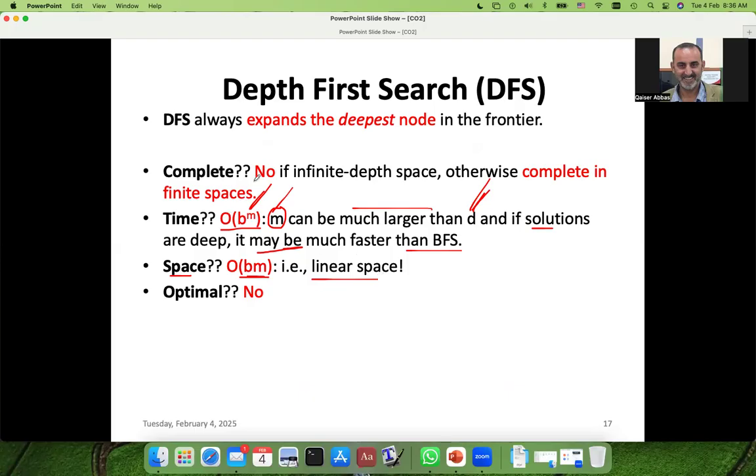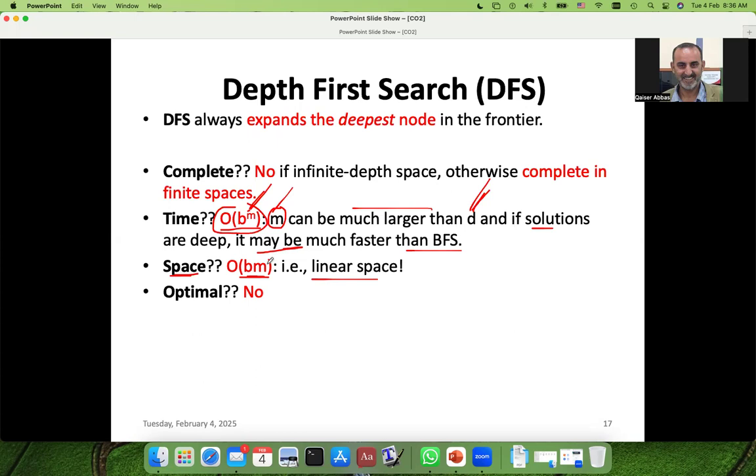So this time complexity is similar to BFS except this M. In BFS we have D, here we have M. And the space complexity of BFS is order of B, D. And here we have B multiplied by M. Multiplied, not the exponent, not the power.